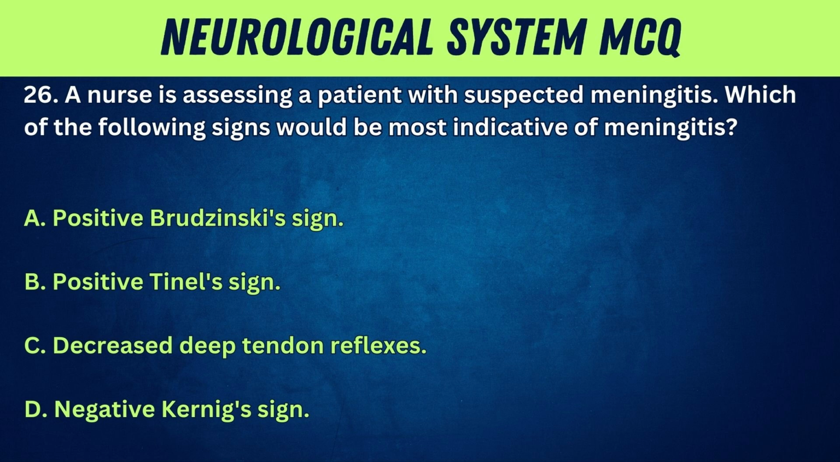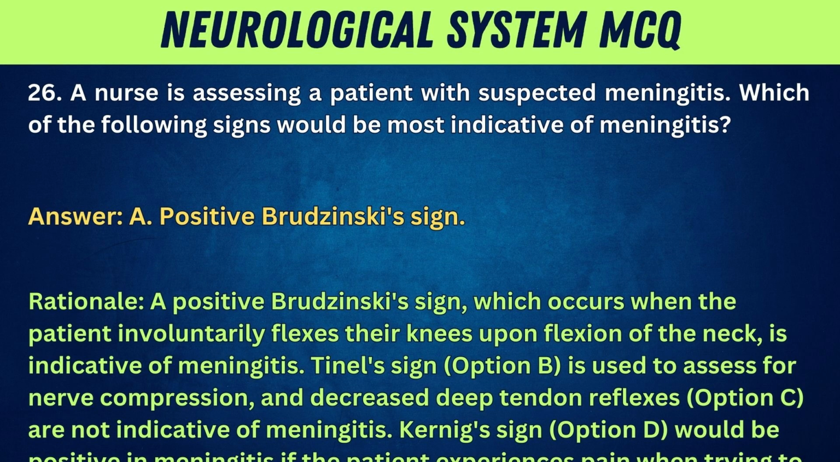26. A nurse is assessing a patient with suspected meningitis. Which of the following signs would be most indicative of meningitis? A. Positive Brudzinski's sign. B. Positive Tunnel's sign. C. Decreased deep tendon reflexes. D. Negative Koenig's sign. Answer: A.